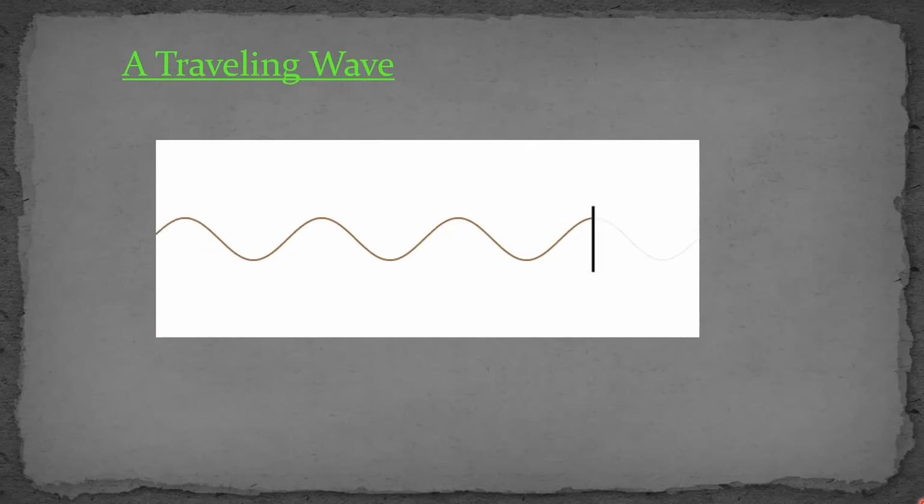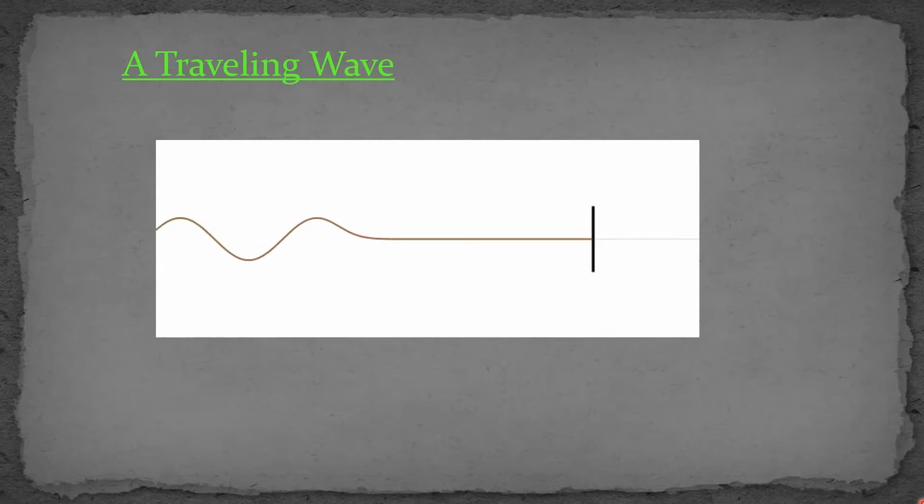What I want to focus on for this section is something called a traveling wave. Now there's several vocabulary words I need to introduce throughout this video. The first is going to be this term, traveling wave. So what is a traveling wave? Well, I've already shown you an example of it. The wave on a string is a good example of a traveling wave.